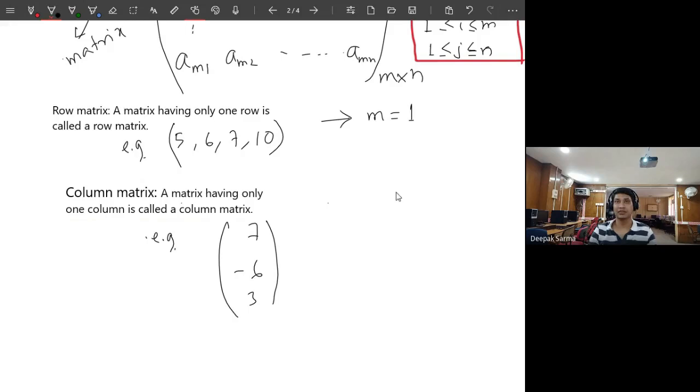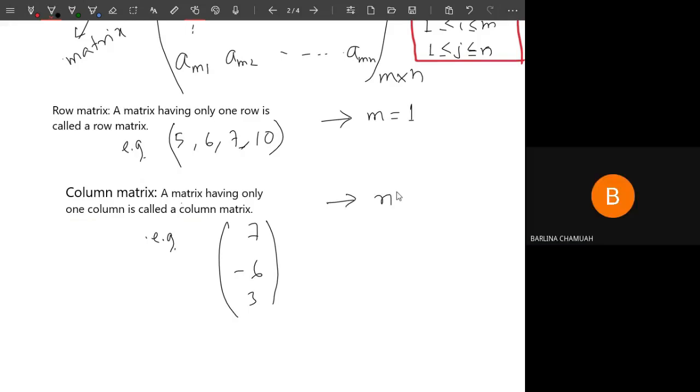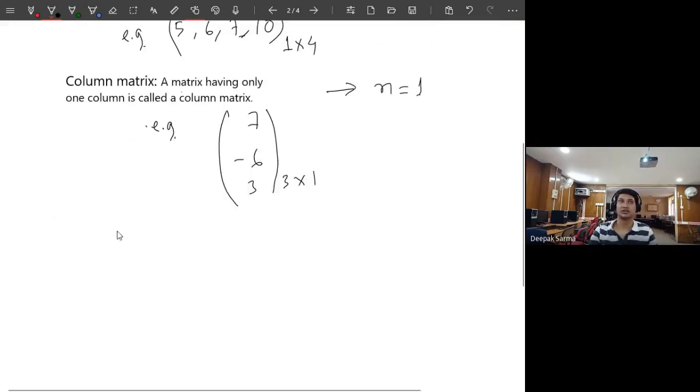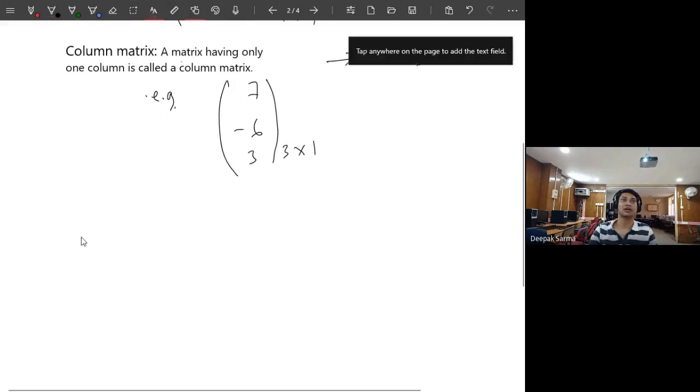So if I write again in symbolic form, this is equivalent to N equal to 1. A row matrix is of type 1 cross 4 here, and here it is 3 cross 1. So a row matrix is of type 1 cross some n, and a column matrix is of type m cross 1. But if I simply say m is equal to 1, that is a row matrix. N equal to 1 means a column matrix.